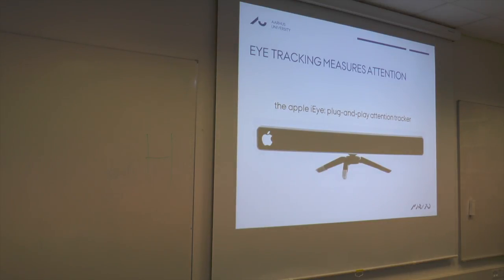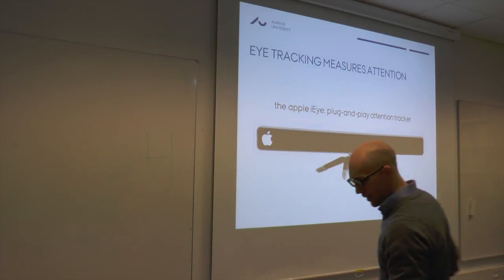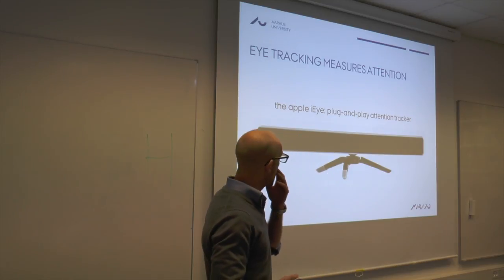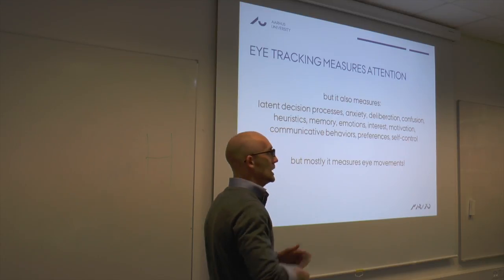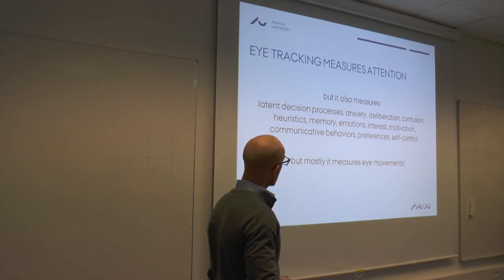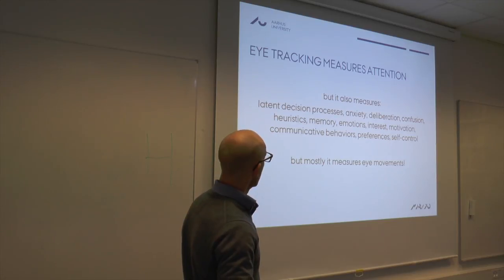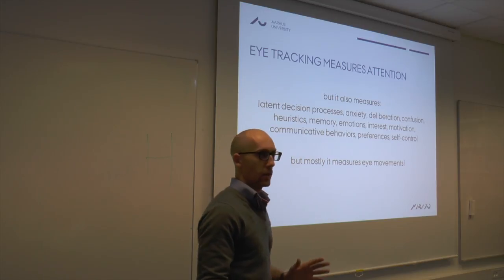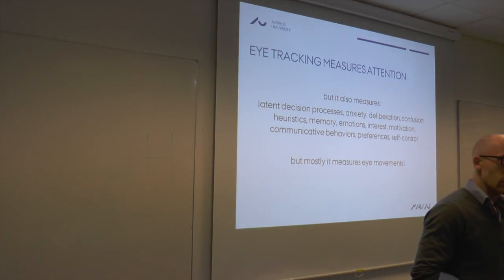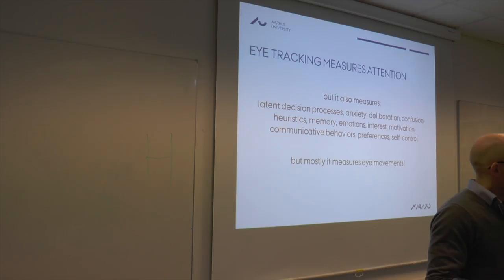But yeah. Then I thought back, well, this is how I imagined it. It's a really fancy device, and it's capturing attention. But then later, I'm realizing, well, it's also capturing other stuff. So, for instance, if you look in the literature, eye movements have been used to identify all sorts of interesting constructs like decision processes, anxiety, deliberation, confusion, heuristics, memory, emotion. You mentioned. You can probably make up some more yourself. But of course, what it's mainly measuring is just eye movements. So how we move our eyes around in the visual environment.